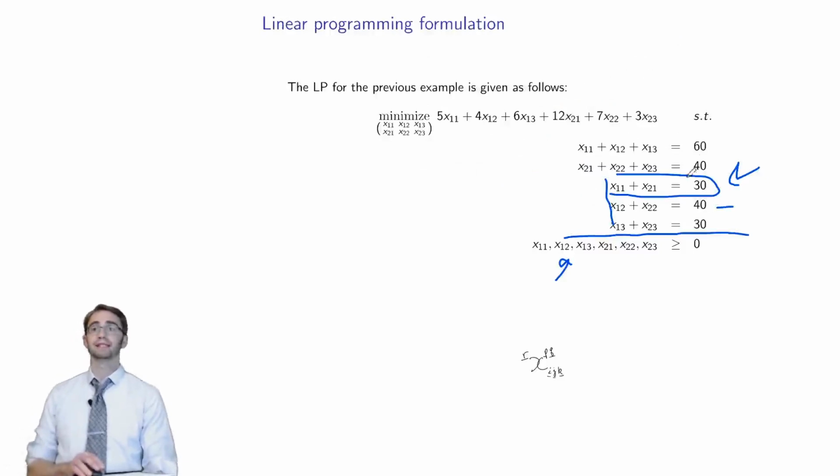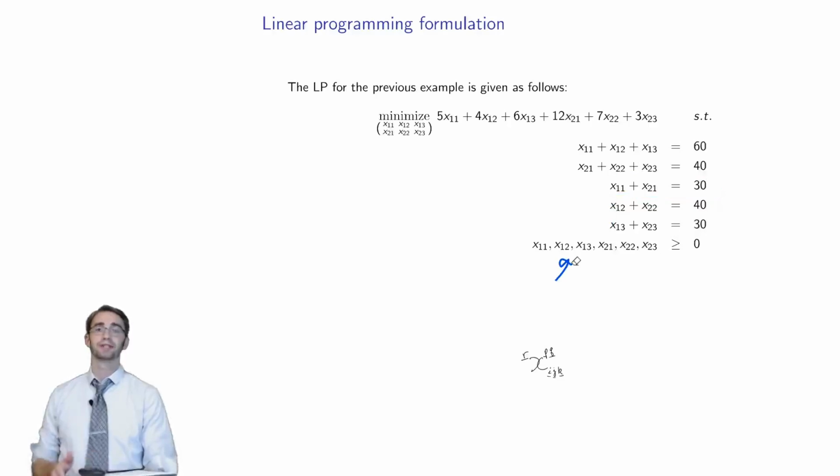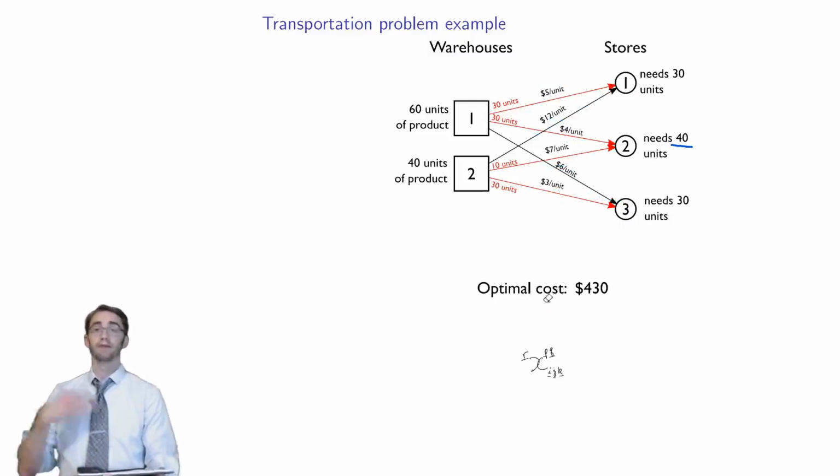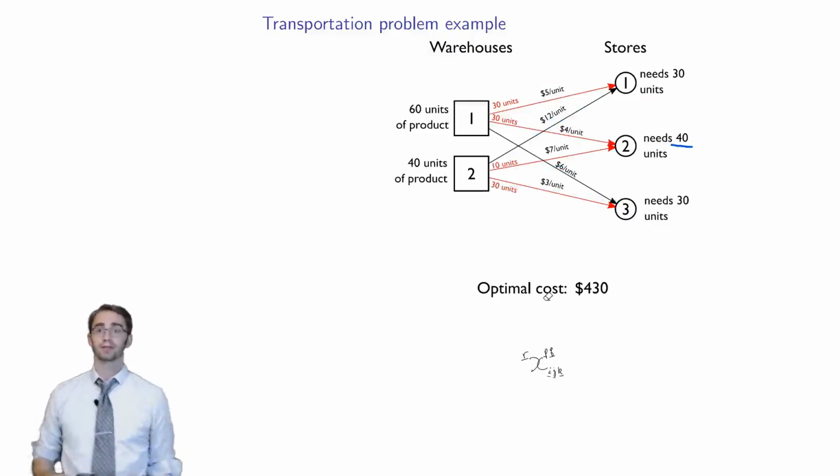And that's it. That's the problem. That's the transportation problem. You can solve this linear program and you get the solution that I showed here a little while ago. So that's the transportation problem, and that's how that formulation and solution works.